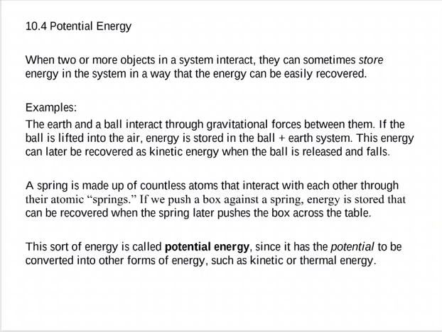So we're doing section 4 today, potential energy. When two or more objects in a system interact, they can store energy in the system in a way that can be easily recovered. So examples would be like Earth and a ball interacting through gravitational forces between them. If the ball is lifted into the air, energy is stored in the ball plus Earth system. So this energy can later be recovered as kinetic energy when the ball is released and falls.